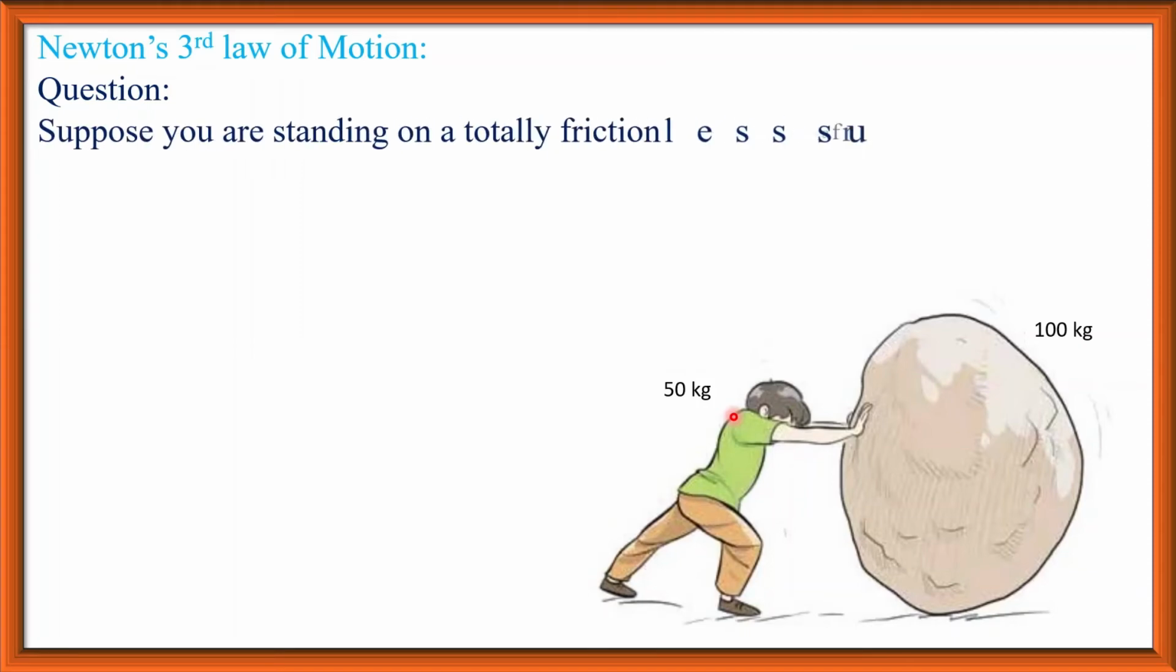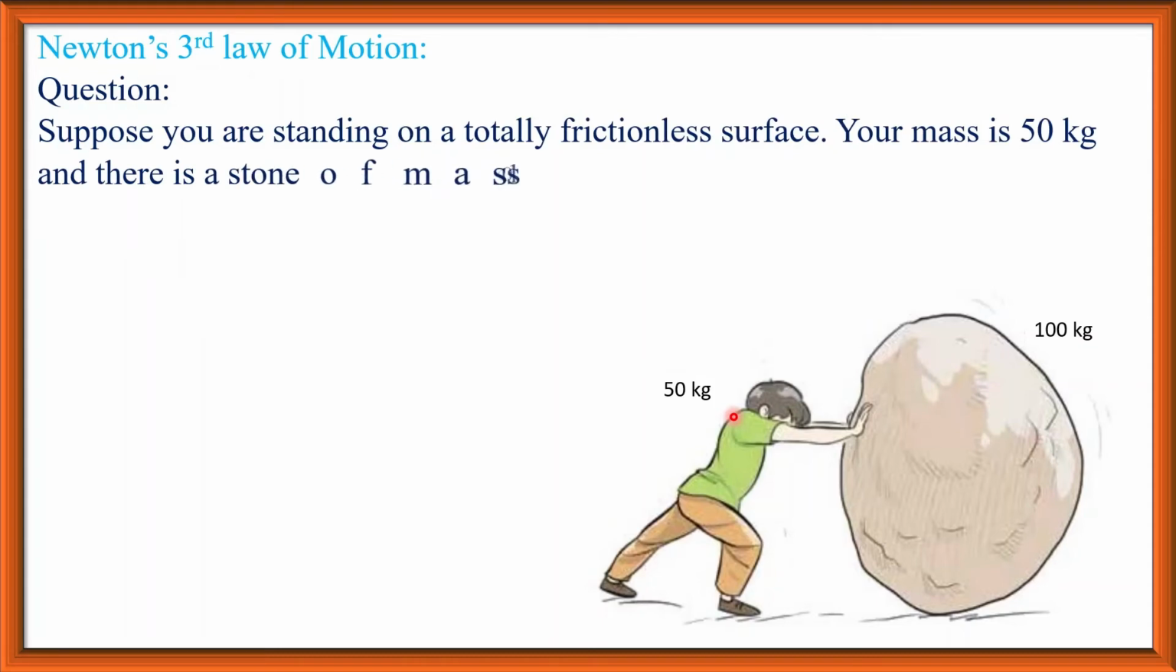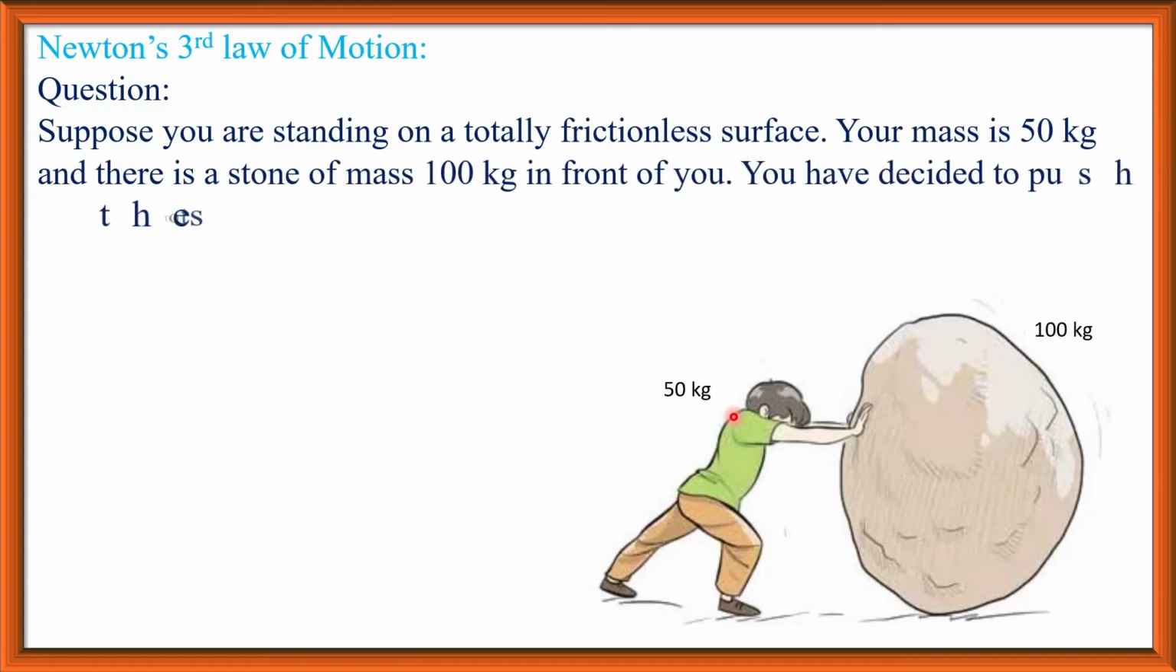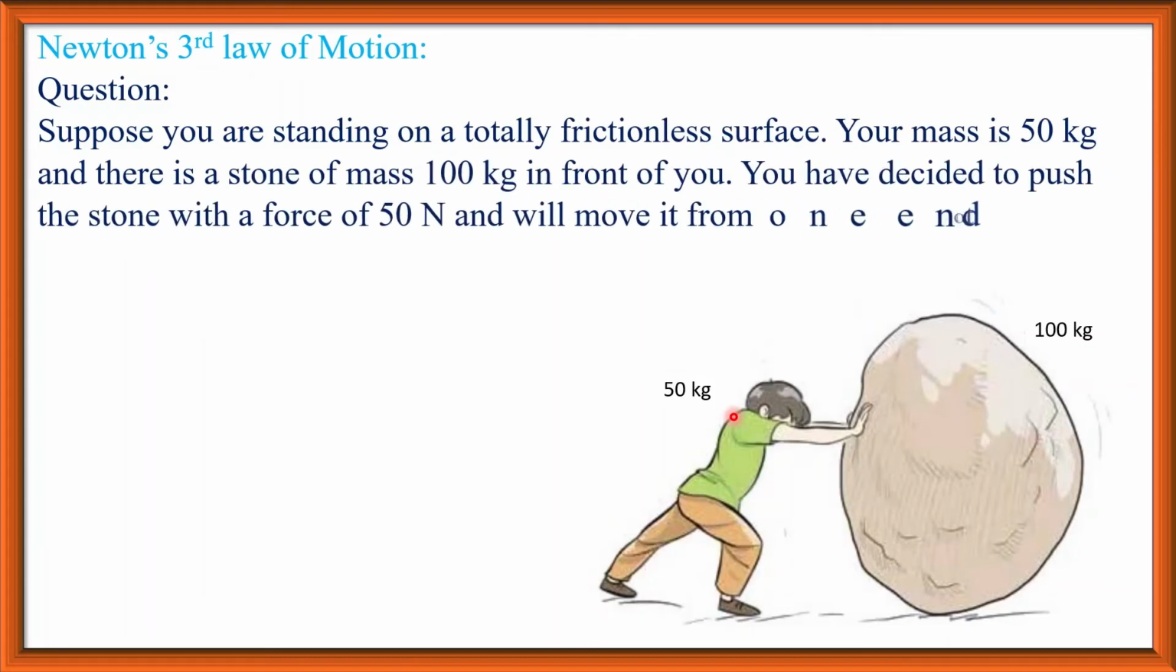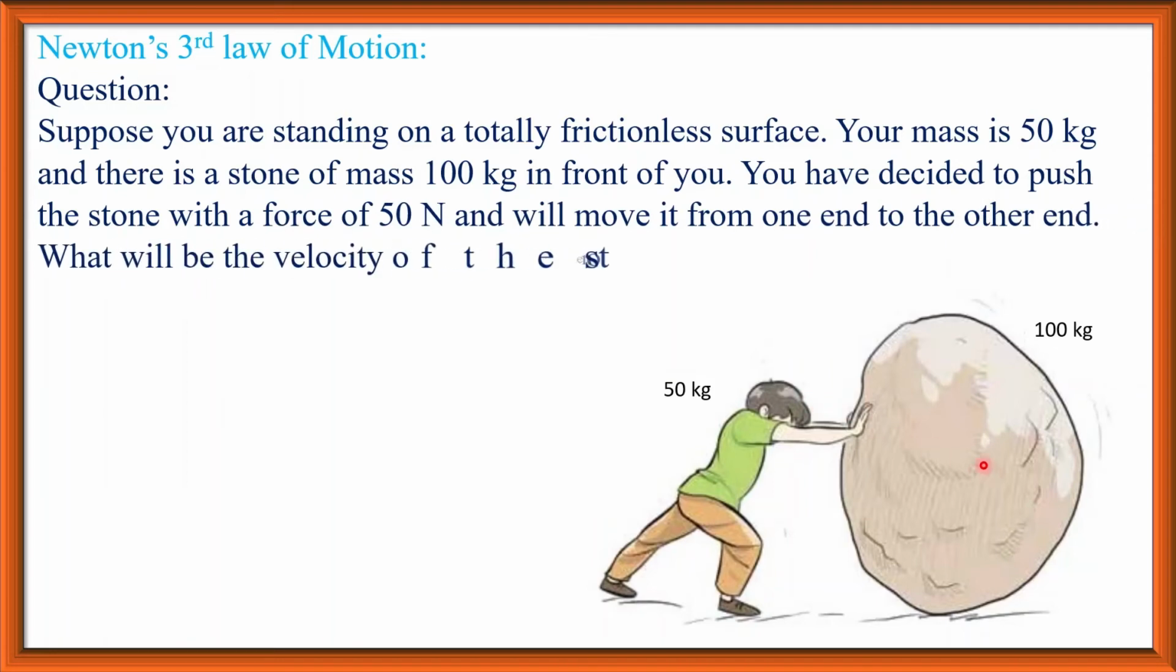Suppose you are standing on a totally frictionless surface. Your mass is 50 kg, and there is a stone of mass 100 kg in front of you. You have decided to push the stone with a force of 50 Newton and will move it from one end to the other end. What will be the velocity of the stone after 10 seconds? We have to calculate it.